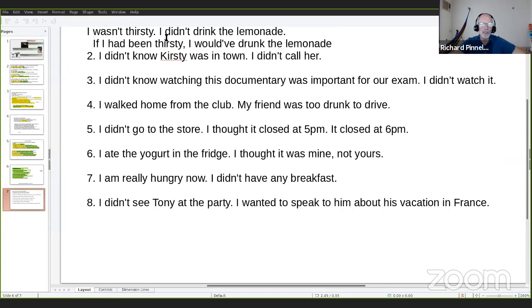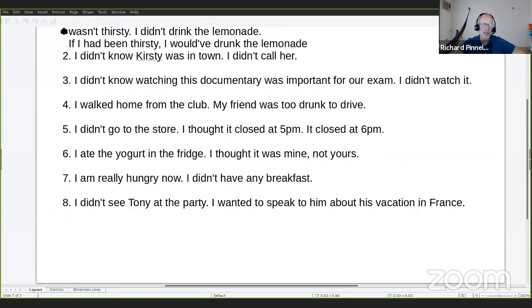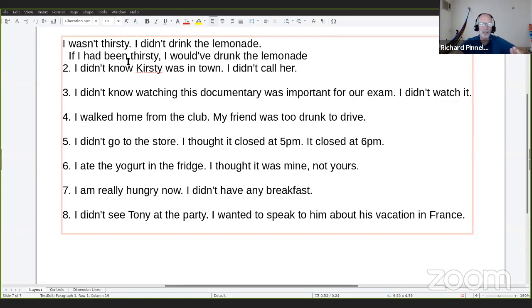I wasn't thirsty, I didn't drink the lemonade. This is the real situation. The real situation is I wasn't thirsty, so I didn't drink the lemonade. If I had been thirsty, I would have drunk the lemonade. So this is a real situation, and we need to put it into a conditional. I wasn't thirsty, so I didn't drink the lemonade. If I had been thirsty, I would have drunk the lemonade.